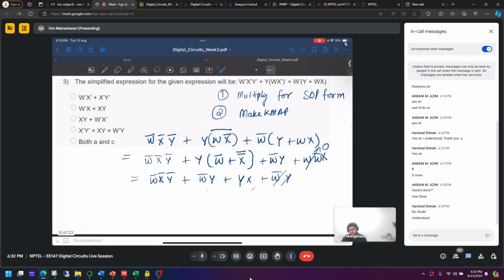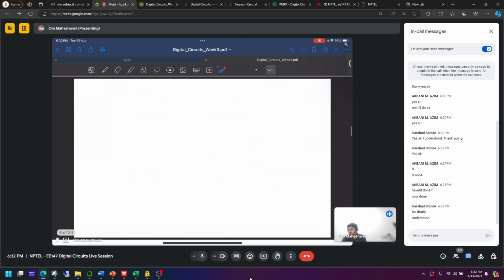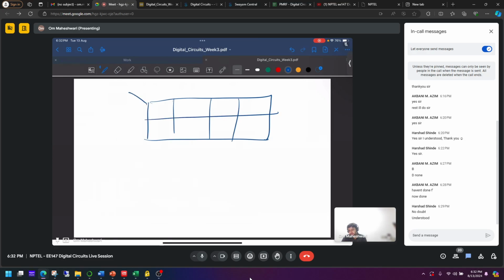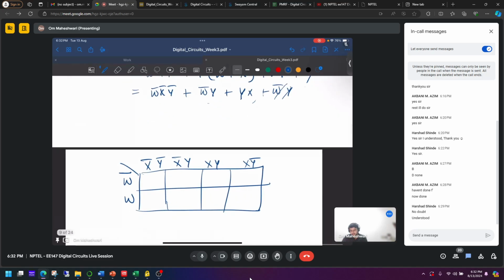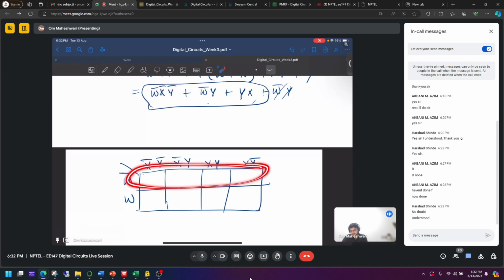So anyway, three variables. You have three variables, W bar and W, X bar Y bar, X bar Y, XY, XY bar, right? These are my three variables. Now, this is the function I want to make K-map. First is W bar X bar Y bar. This is W bar. This is X bar Y bar. So here I put a 1 here.